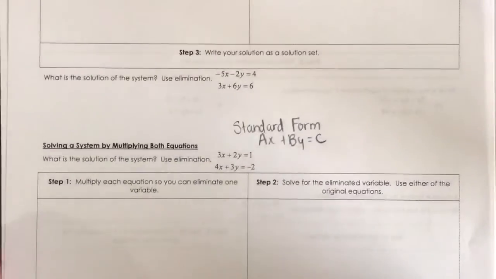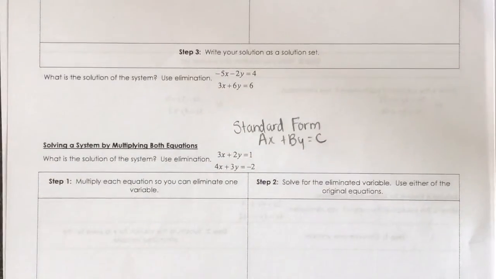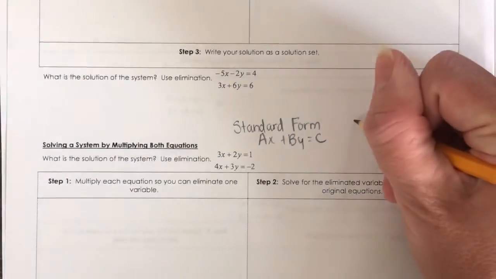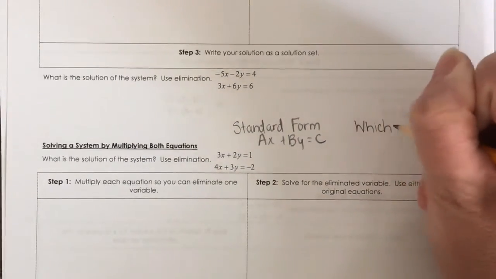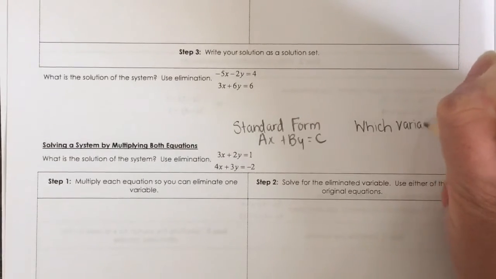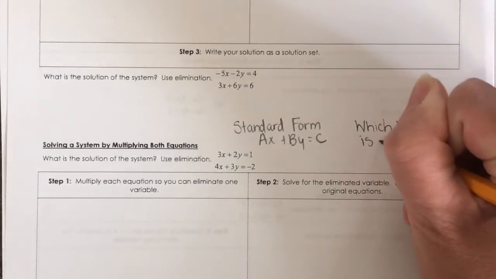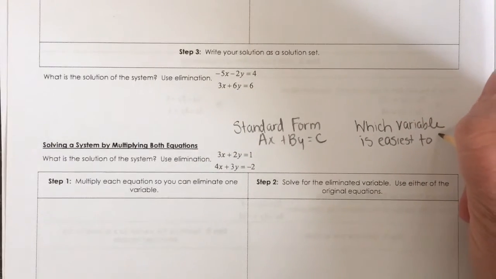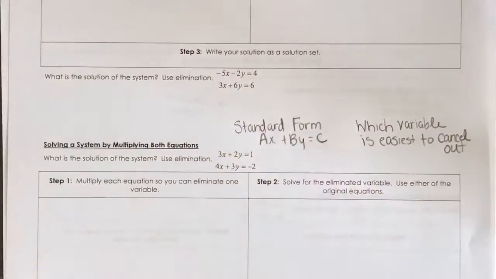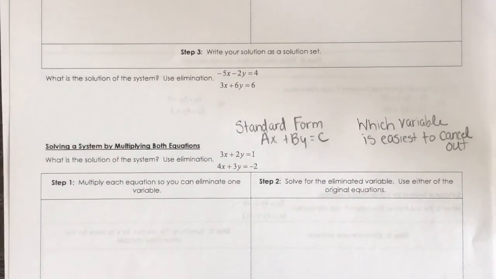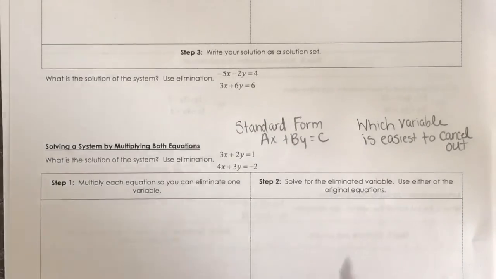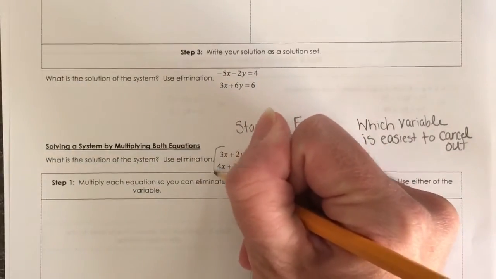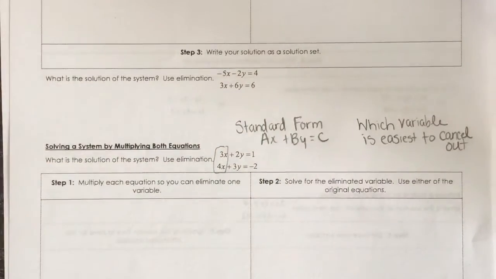So in this example, we have to decide which variable is easiest to eliminate. And I'm going to put cancel out. And the truth is, it doesn't matter. It could be the x's or it could be the y's. You've got to figure out how you're going to do that. So let's cancel out x's. I'm going to focus on my x terms here. And I have a 3x and I have a 4x.